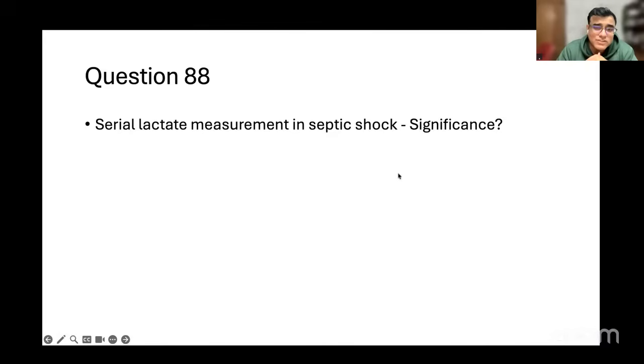It helps you prognosticate in the sense that people who do not have lactate improvement with adequate therapy usually end up doing worse. So it does two things: it helps you in treatment monitoring and also in prognostication. I don't know what the options were, but one of those two would have been the correct answer.